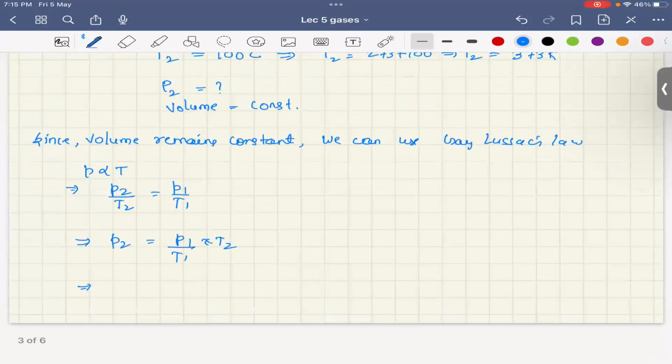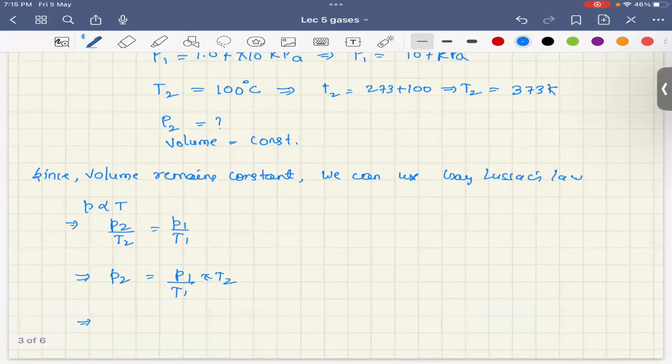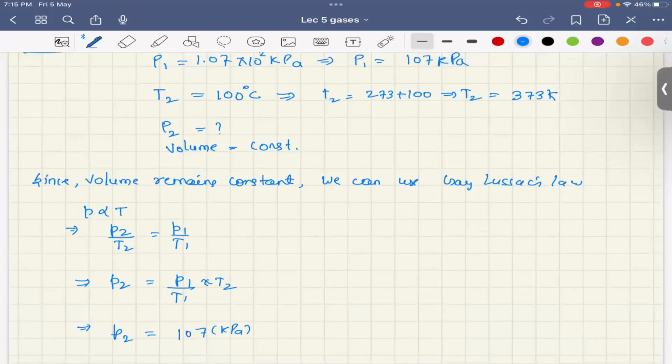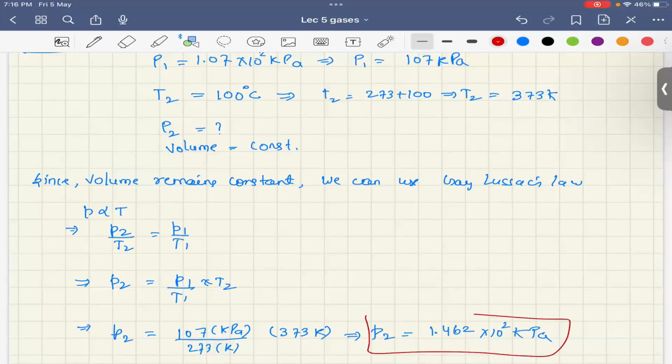So what we are given, P1 as 107 kilopascal. Temperature 1 has been given as 273 Kelvin. T2 has been given as 373 Kelvin. Implies P2 is going to be 1.462 into 10 raised to power 2 kilopascal. So this is the final answer.